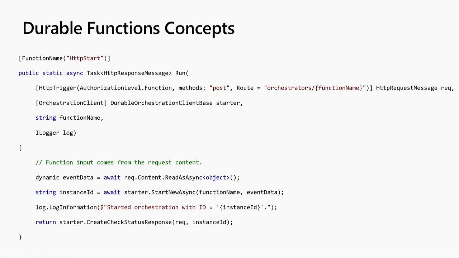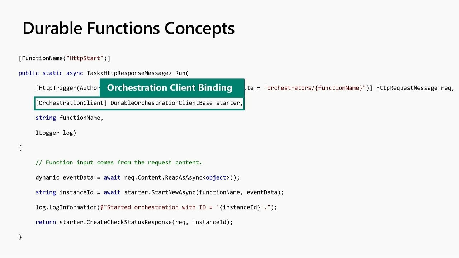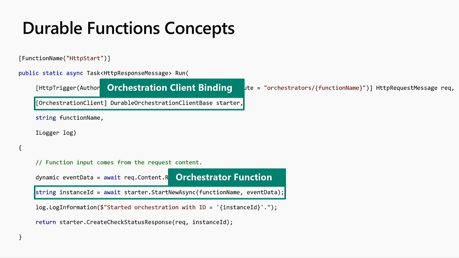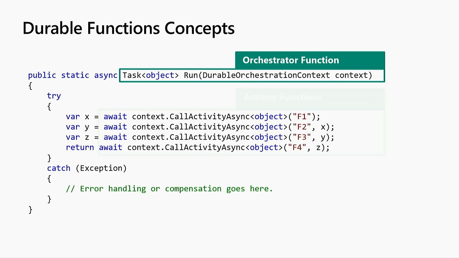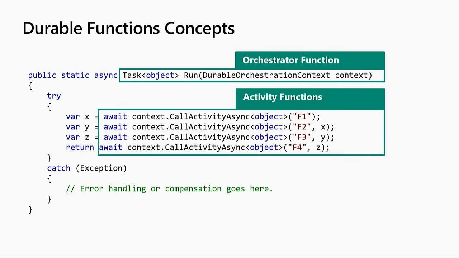Just looking at the concepts here, we have an example of the client function. The first thing that we have is an orchestrator client binding, which can start and stop the orchestrator instances, get instance status, and send event notifications. Here you can see the transition to the orchestrator function. This is our orchestrator right here, and the orchestrator is the one that calls the activity functions.